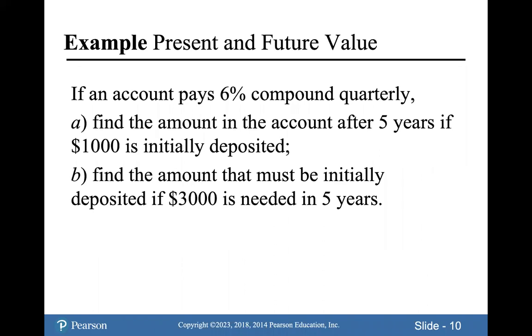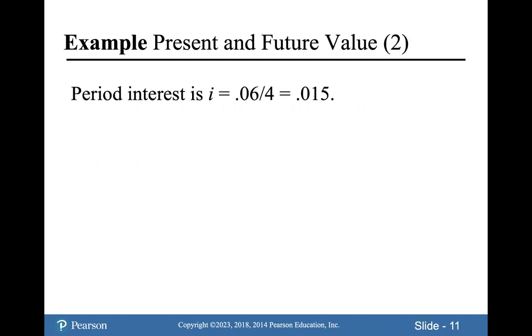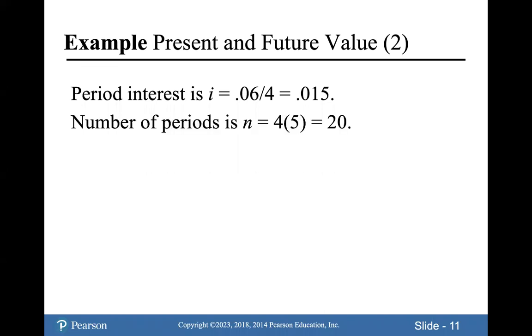In this example, if an account pays 6% compounded quarterly, first, let's find the amount in the account after 5 years if $1,000 is initially deposited. And then we'll find the amount that must be initially deposited if $3,000 is needed in 5 years. So using the formulas we just looked at, the period interest is I, which is 0.06 divided by 4, or 0.015. The number of periods total is N equals 4 times 5, so 4 times per year times 5 years, which is 20.